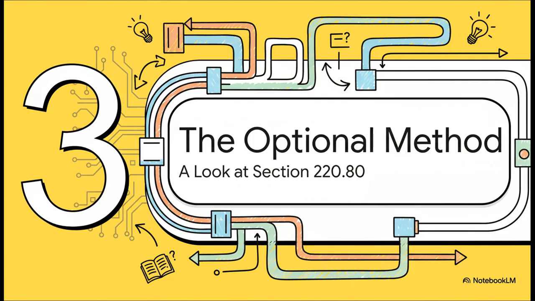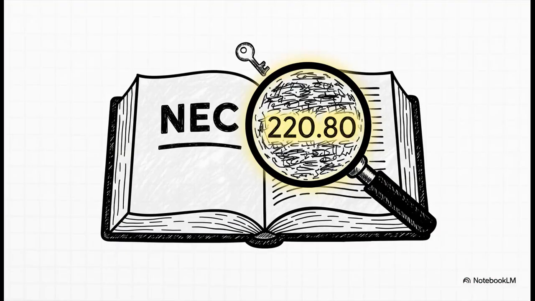Now, the standard way to do this load calculation is, well, incredibly detailed and prescriptive. But it turns out, deep within the code, there's another way. So let's pull back the curtain on the section that offers this official alternative path. The key is found in a very specific place: Chapter 2, Part 4, Section 220.80. And this is important. This is not some loophole or a clever workaround. It's an explicitly written provision just sitting right there in the official text for anyone to find.